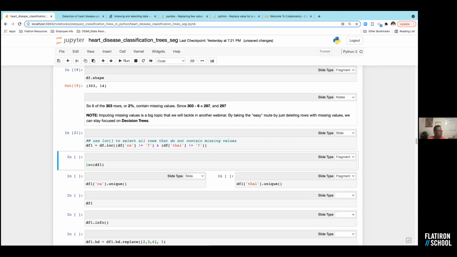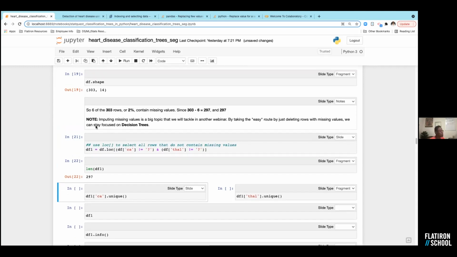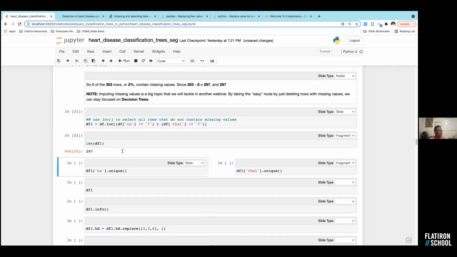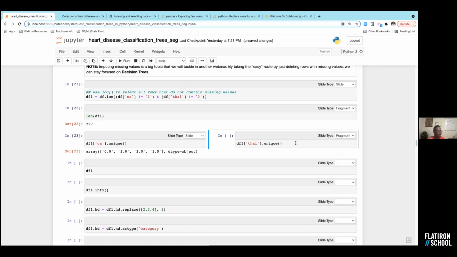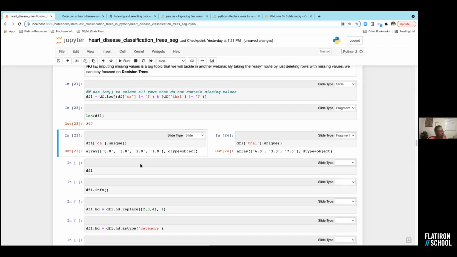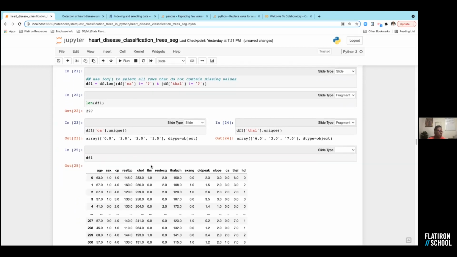So we run this code, and now if we got a length of our new data frame, it is now 297. So we've effectively gotten rid of those 6 rows. And now if we ran those series methods again, we will see that we got rid of the question marks, right? So that's one of the things that you have to make sure you're doing before you're doing any kind of modeling.